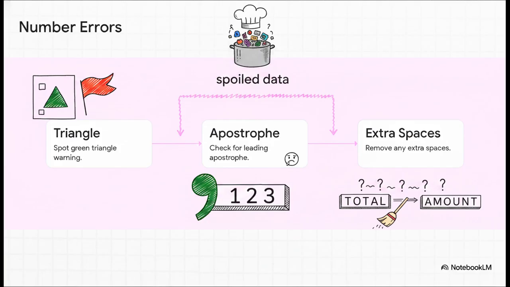That's basically Excel waving a red flag at you. Next, check for a leading apostrophe right before your number. That is a super common culprit that forces text formatting. Also, check for extra invisible spaces. These sneaky little errors trick Excel into locking up your numbers so you literally can't cook with them. Spotting them early is the real secret to keeping your kitchen running smoothly.